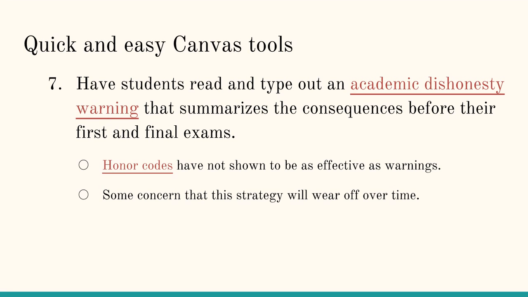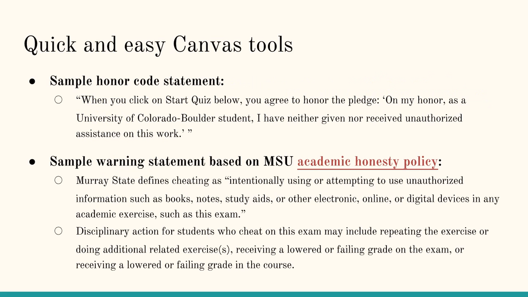So moving on to some of the quick and easy Canvas tools. For tip number 7, one thing you can do is have students read and type out an academic dishonesty warning that summarizes the consequences before their first and final exams. Now, some schools have tried using honor codes, but research has not shown them to be as effective as these warnings. And there is a little bit of concern that something like this could wear off over time as a strategy. Let me show you what this might look like, though.